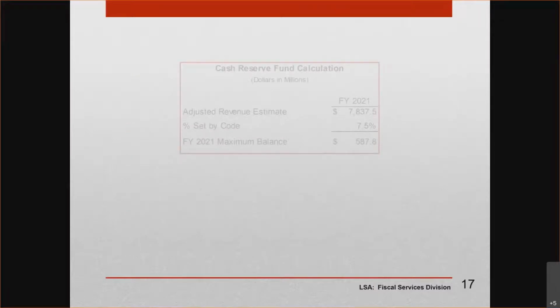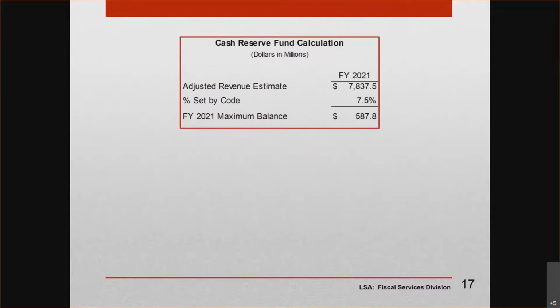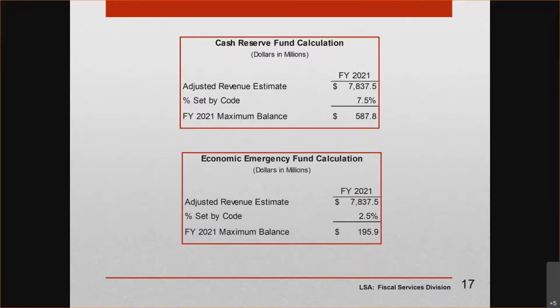So these tables just show how we calculated the fiscal 21 adjusted revenue estimates. We started with the Cash Reserve Fund, where we multiplied the adjusted revenue estimate times 7.5%. So the maximum balance in the fund for fiscal 21 was $587.8 million. For the Economic Emergency Fund, it's 2.5% of the adjusted revenue estimate. That balance ended up being $195.9 million.